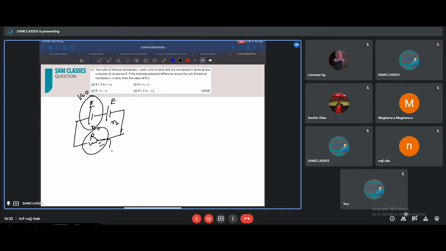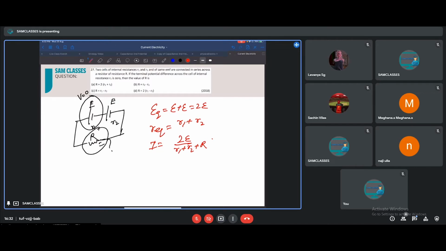See, we just read what happens whenever two cells are connected in series. What is the total EMF? Simple method: if I don't know anything, I remember the formula, the EMF of two cells connected in series is E plus E, 2E. Now the resistance, since they are in series, is R1 plus R2, plus R. So the total current I is 2E by (R1 plus R2 plus R). Till here, I think everybody knows the basics. Clear, everybody? There is nothing complicated till here.